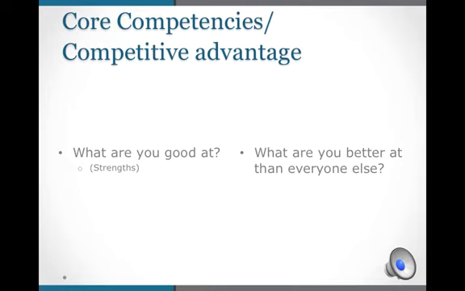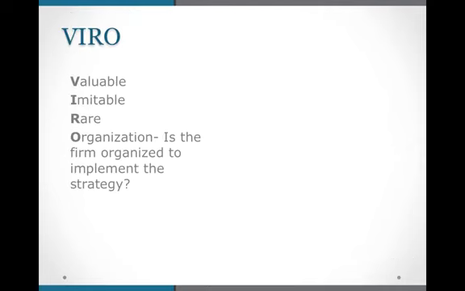Everybody has strengths and everybody has a competitive advantage. The hard part is determining what that is relative to your competitors or substitutes. So we're going to take those strengths and competitive advantages, and then we're going to put them through the VERO framework. Now, VERO stands for valuable, imitable, rare, and organizationally deployed. And another way to use this is VERIN, which means non-substitutable. So the two go together and complement.